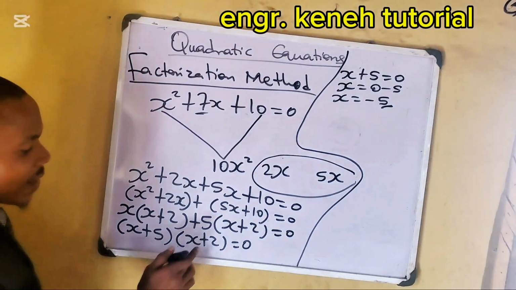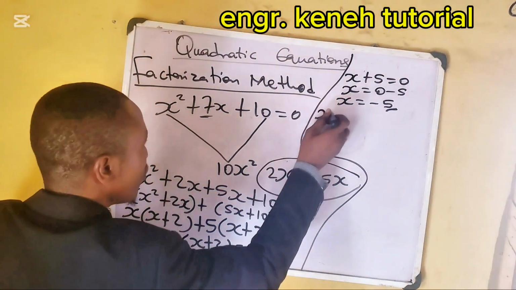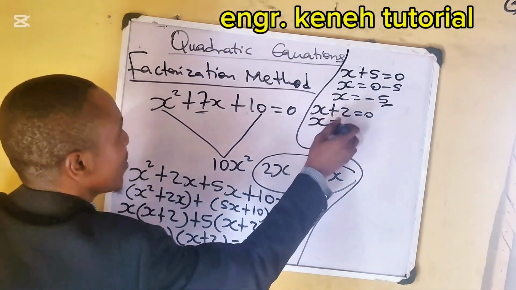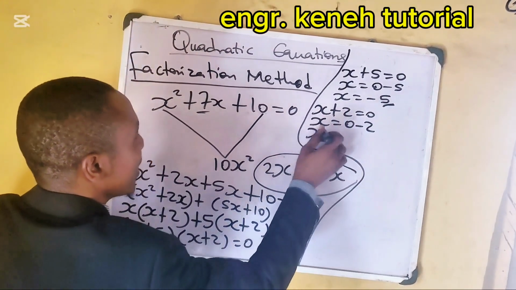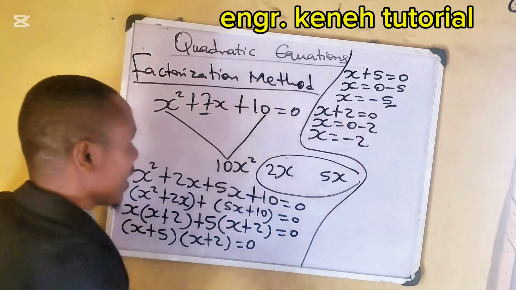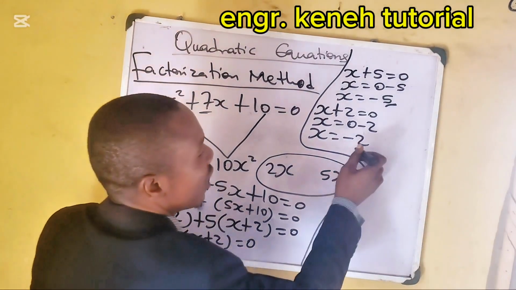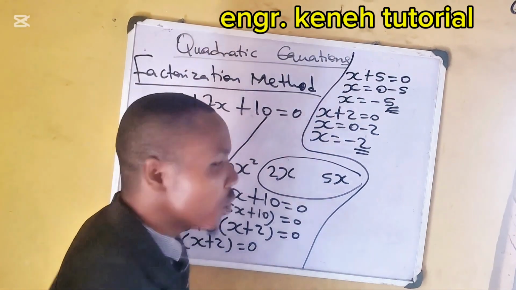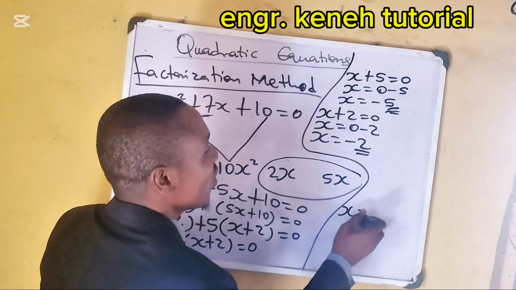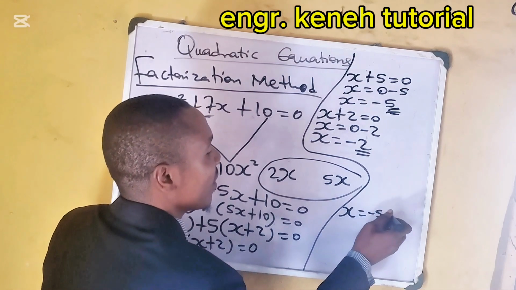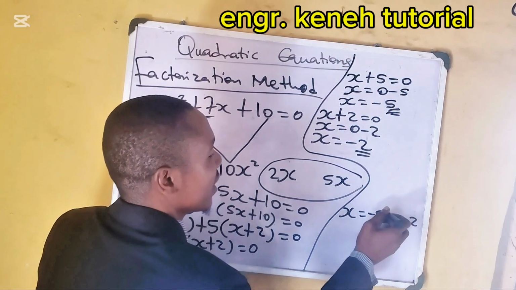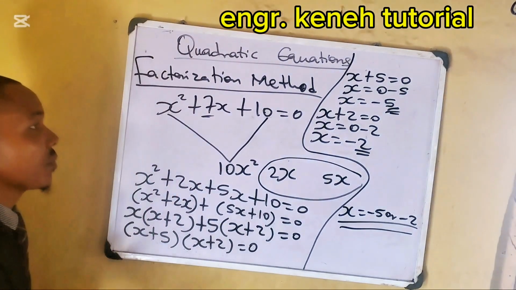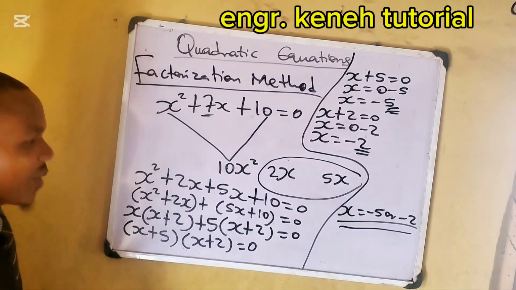All right, next one we have is, I'll pick this one. I'll equate it to be 0 also. So this is plus, crossing over is minus. We have x is equal to 0 minus 2. X is equal to minus 2. Can you see that? So the two solutions of x, we have it to be minus 5 and what? Minus 2. So I can boldly write here that x is equal to minus 5 or minus 2. Can you see that? Minus 5 or minus 2. So that is how this factorization can be solved.